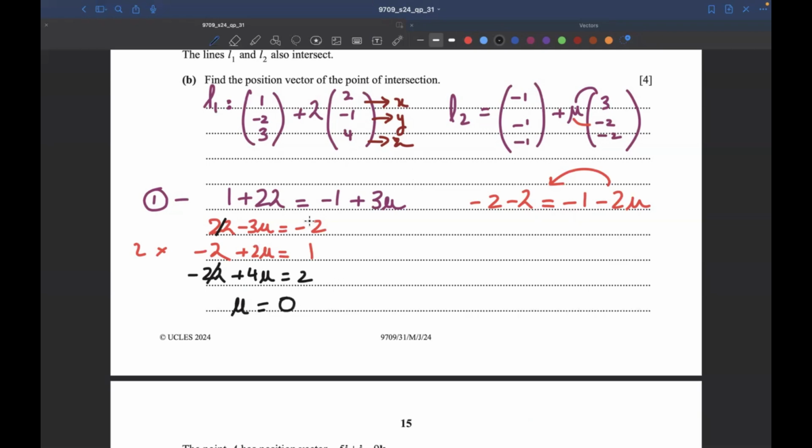And once you have the value of mu, lambda will be, from this equation, minus lambda plus 2 mu is equal to 1. So 2 mu is 0. So lambda would be equal to minus 1.